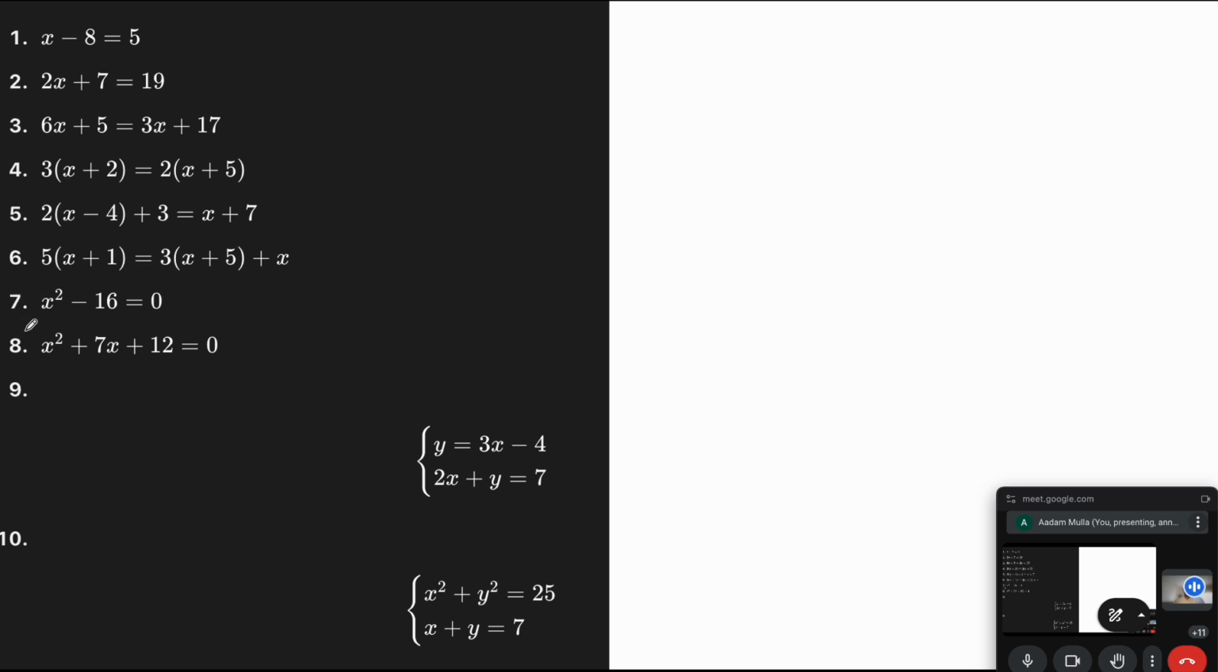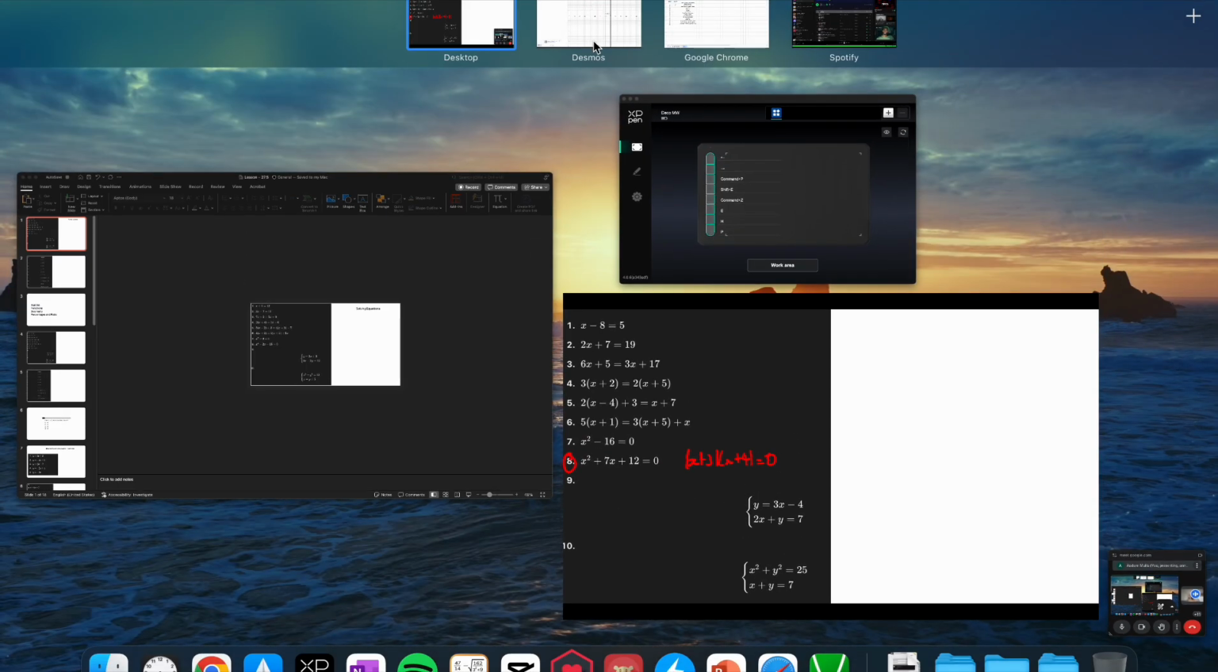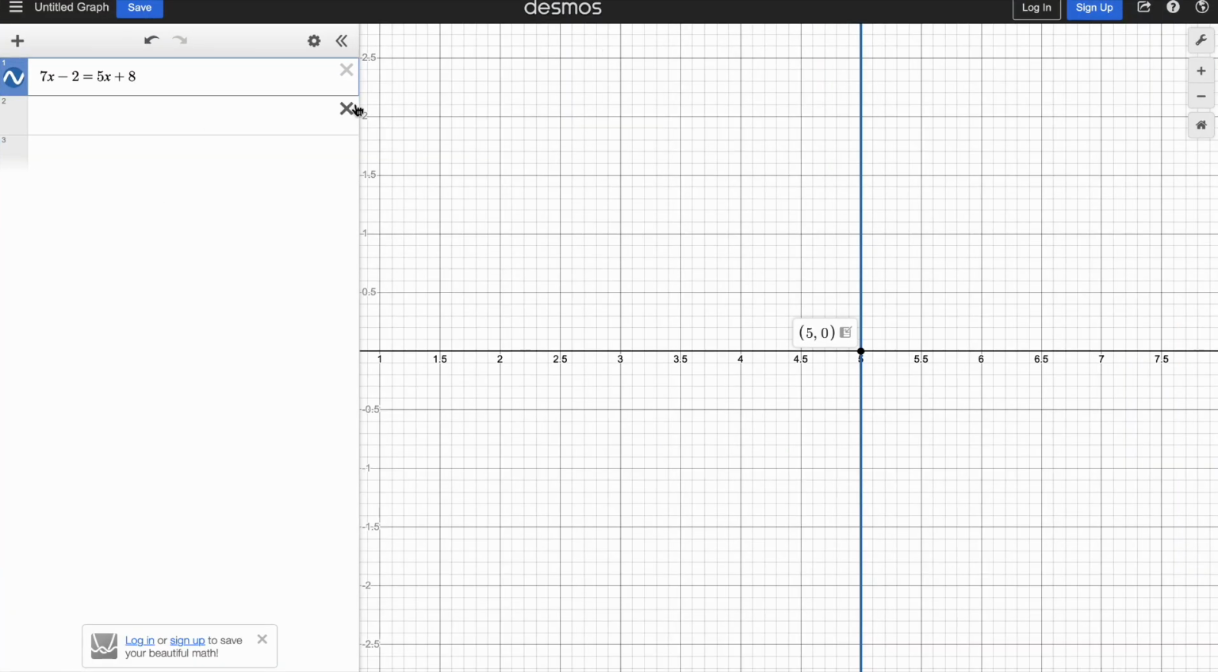I'm going to do another one. I will do question number 8. Obviously you can just factorize it and it would be x plus 3 and x plus 4 inside the brackets is equal to 0, and x would be negative 3 and negative 4. But you can type this into Desmos, and just type y in the chat if you've got Desmos open, because you're going to need it quite a bit in this lesson.